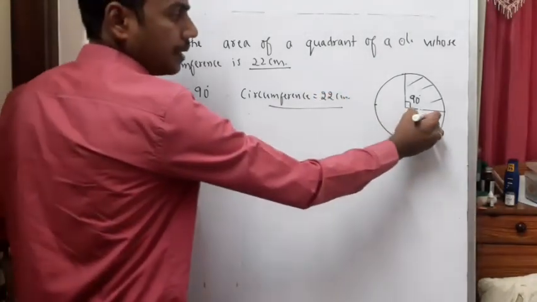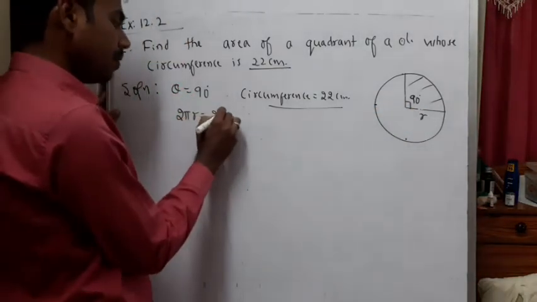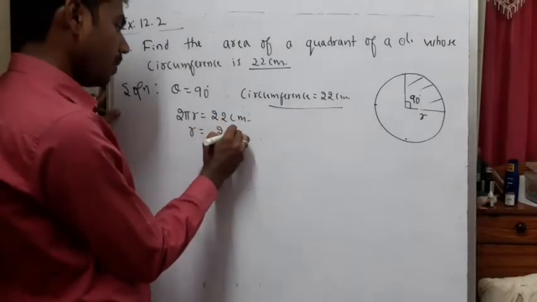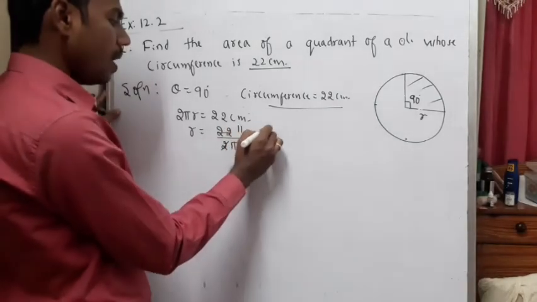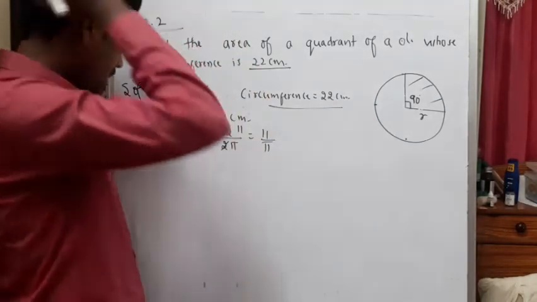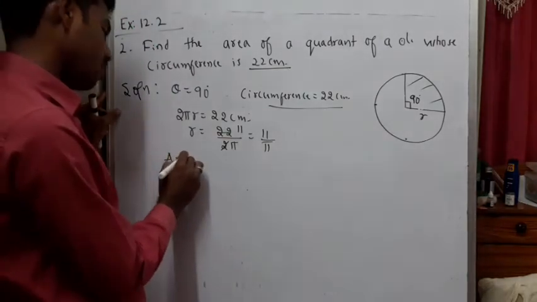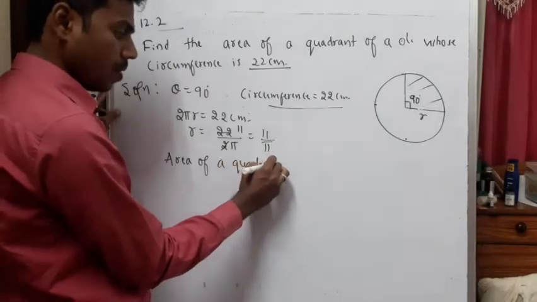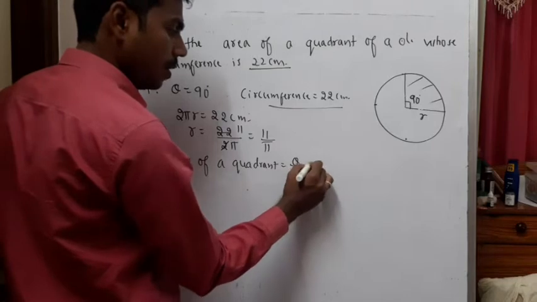Now, through the circumference, what will you get? You need r, right? So, to get the r, 2 pi r is equal to 22 centimeter. Fine. r is equal to 22 divided by 2 pi. 2 ones are 2, 2 11s are 22, so r is 11 divided by pi. Okay, what do we need? Area of quadrant is equal to theta divided by 360 into pi r square.